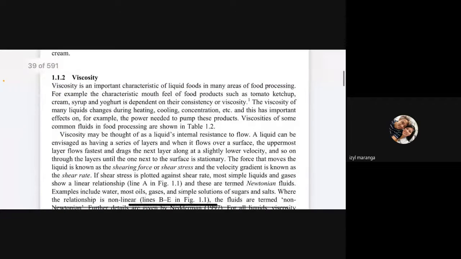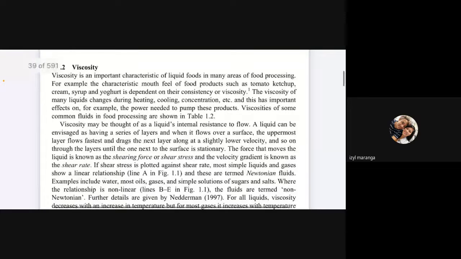Okay. So, viscosity is the liquid's internal resistance to flow. No? Meaning, kung sticky siya, di siya mo-flow, pareha sa tubig nga mo-diretso lang og muagas. So, a liquid can be envisaged as having series of layers pag-flow nito over the surface.